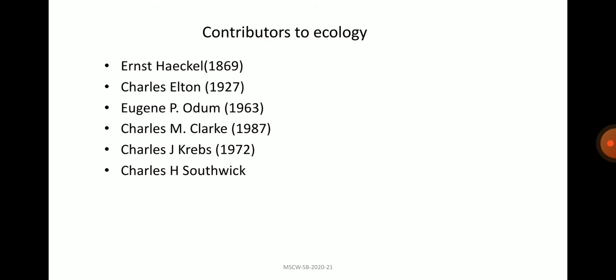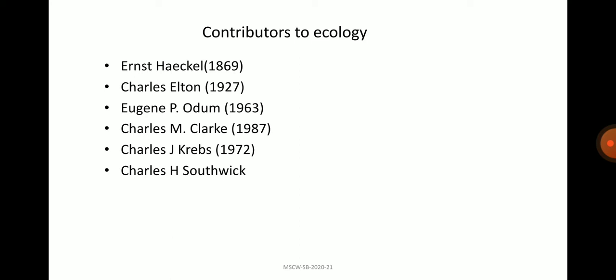Various ecologists have contributed definitions of ecology, like Ernst Haeckel, 1869. According to Ernst Haeckel, ecology is defined as the study of the total relationship of the animal both to its inorganic and to its organic environments, including above all its friendly and hostile relations with those it comes directly or indirectly in contact.